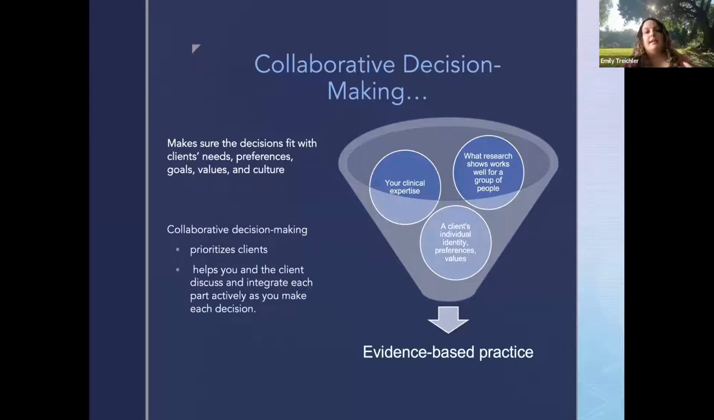The idea in collaborative decision-making is that by bringing their voice actively into that decision-making process, we're able to really integrate those values, that identity, those preferences into that decision made. So your clinical expertise is still integrated, the research is still integrated, but then we really understand what those values are, what those preferences are, and how they impact which treatment option is going to be the best fit for that individual.